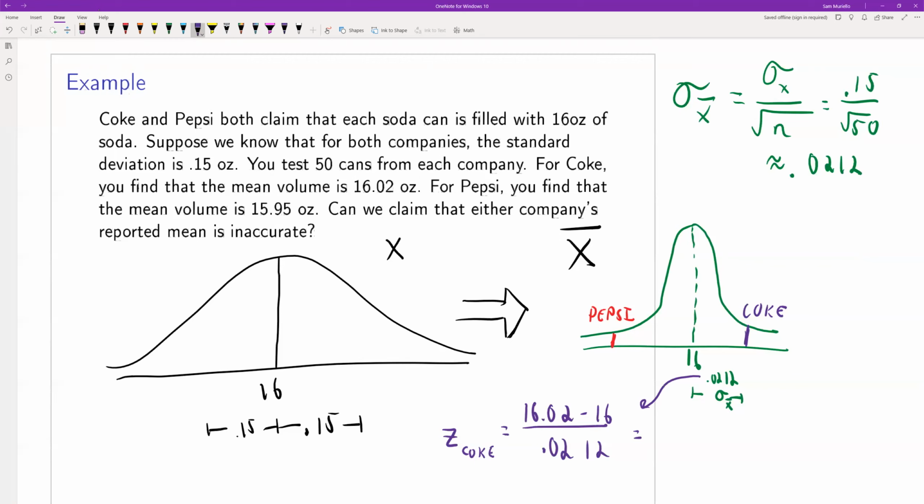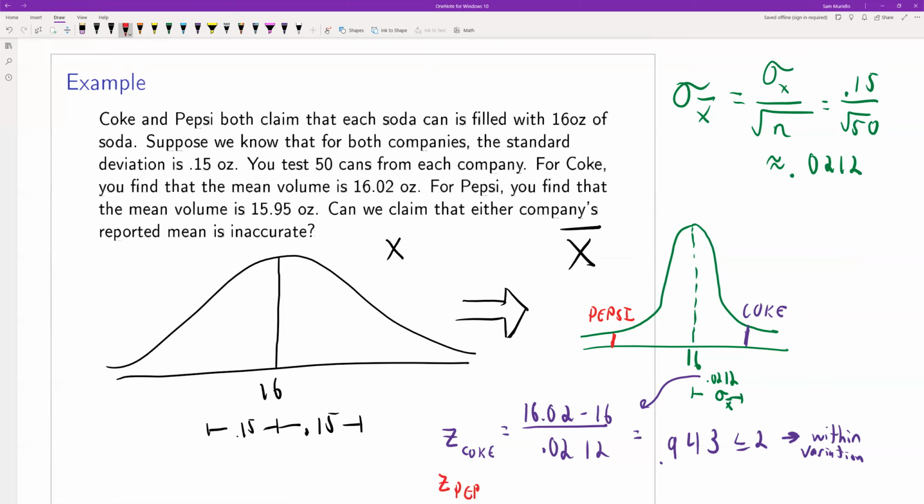I'm getting a z-score of about 0.943. That is smaller than 1 standard deviation, much smaller than 2 standard deviations. So we say this is within variation. It's not extremely normal. This sample is certainly above average, but it's not so far above average that we expect that Coke was lying about their numbers.